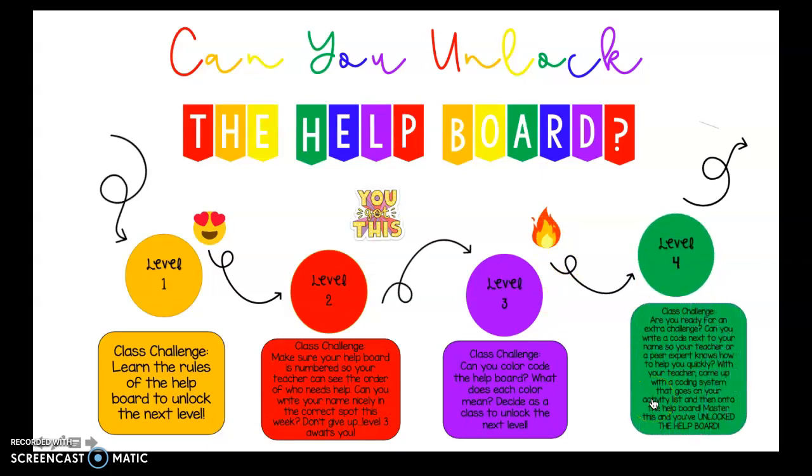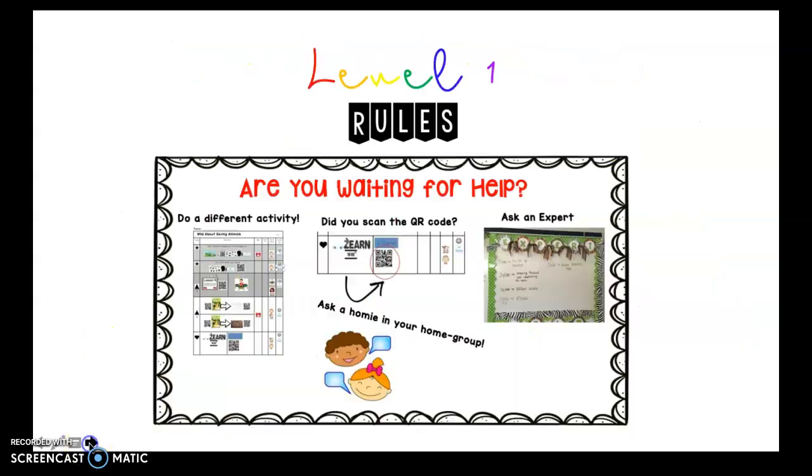I actually have not done this yet, so I'm going to try it this year and see how it goes in a kindergarten room. But it says, are you ready for an extra challenge? Can you write a code next to your name so your teacher or a peer expert knows how to help you quickly? With your teacher, come up with a coding system that goes on your activity list and then onto the help board. Master this and you have unlocked the help board.